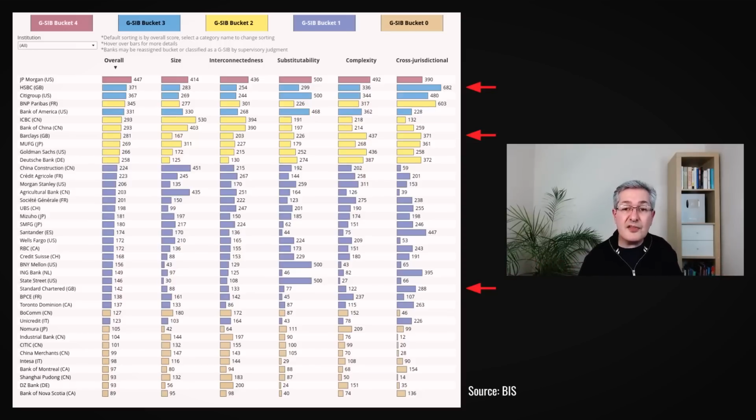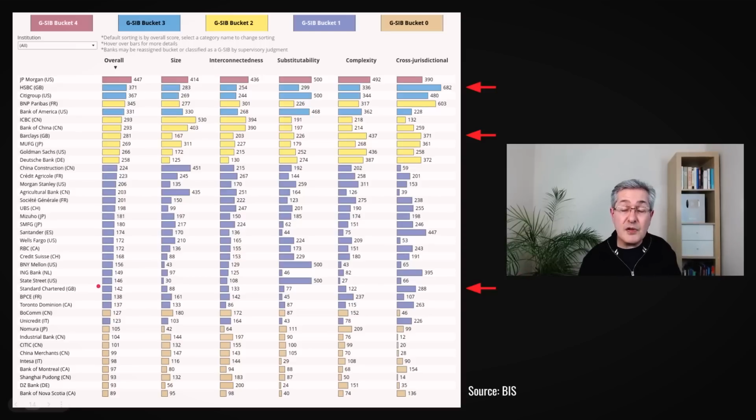Now, I've highlighted 3 of these banks which are in the UK, which are considered GSIBs. That's HSBC, which is a bucket 3 GSIB. We've also got Barclays, which is a GSIB bucket 2, it's yellow. And we've got Standard Chartered, which is a GSIB bucket 1 bank.